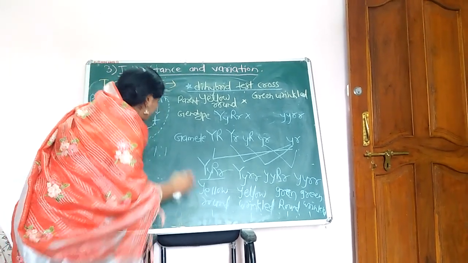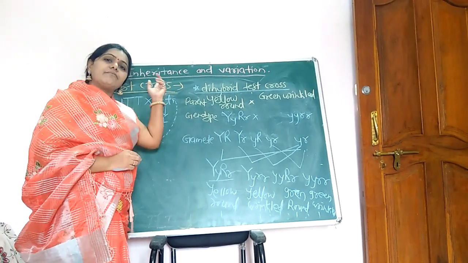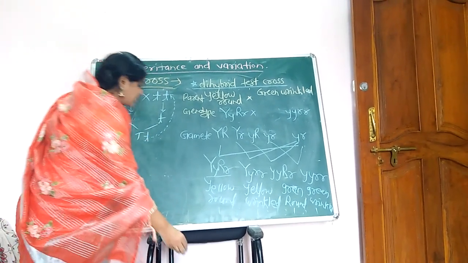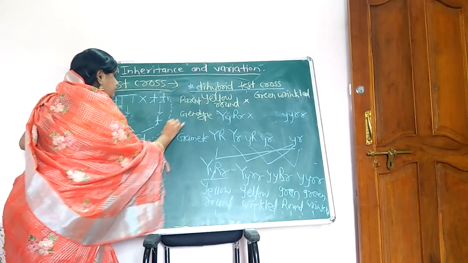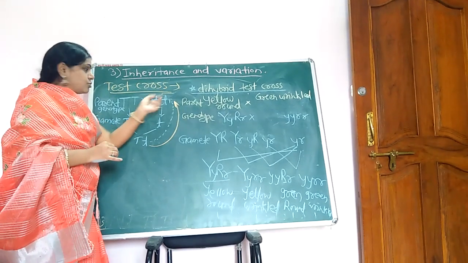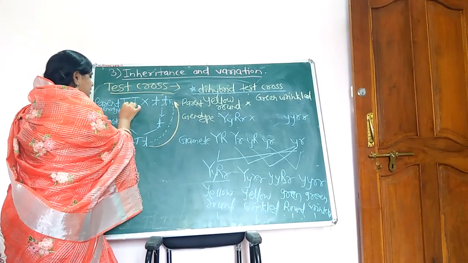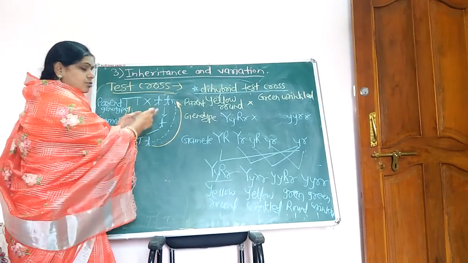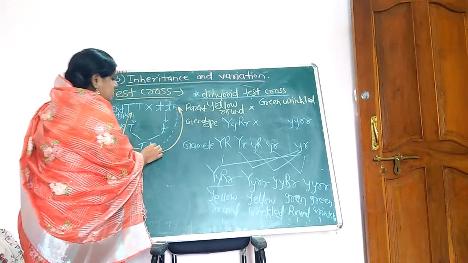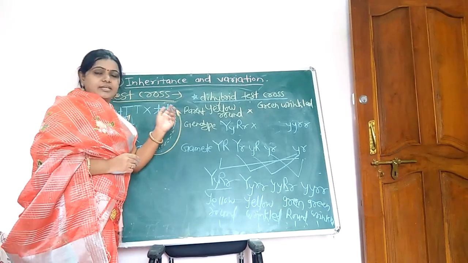Then we see the back cross. What is the back cross? The F1 generation when crossed with any one parent, that cross is called back cross. Any one parent, that means when the F1 generation is crossed with the homozygous recessive parent, small t, and when the heterozygous F1 generation is crossed with the pure tall parent, this cross is called back cross. That means test cross is back cross, but back cross is not a test cross.